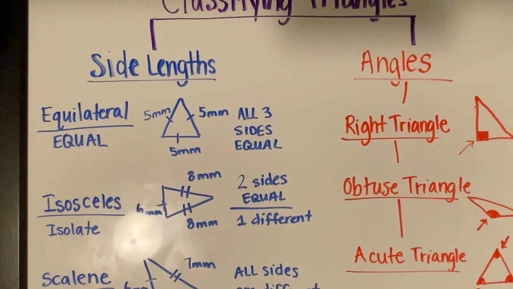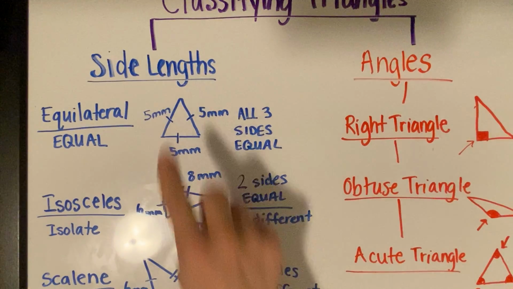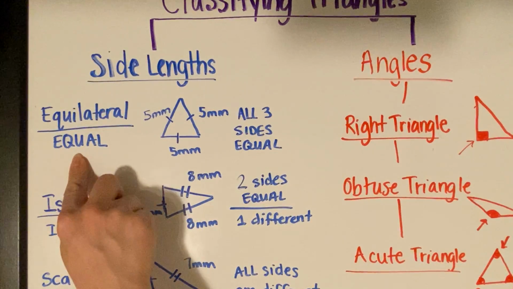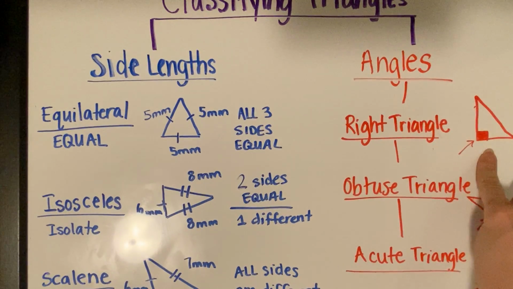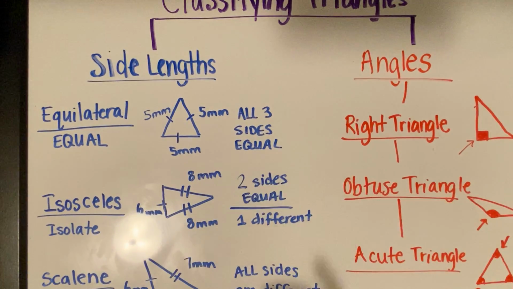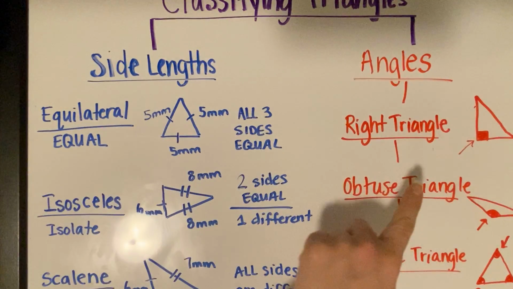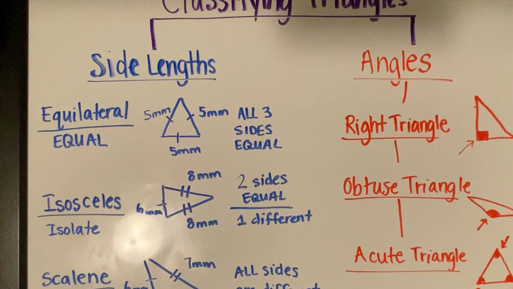So, I told you in the beginning there were 3 ways to name it. We can name a triangle by its side lengths, and then we can name a triangle by its angles, or sometimes you can name a triangle by both its angles and its side lengths. That is for another lesson though.